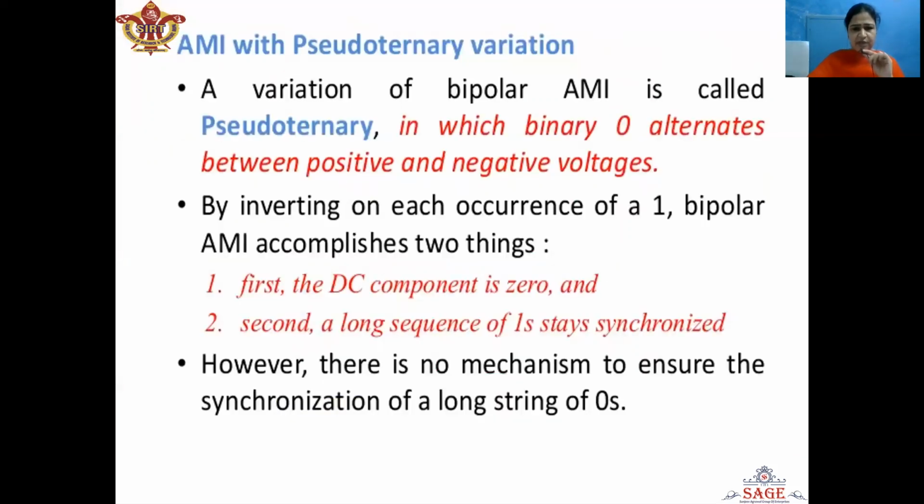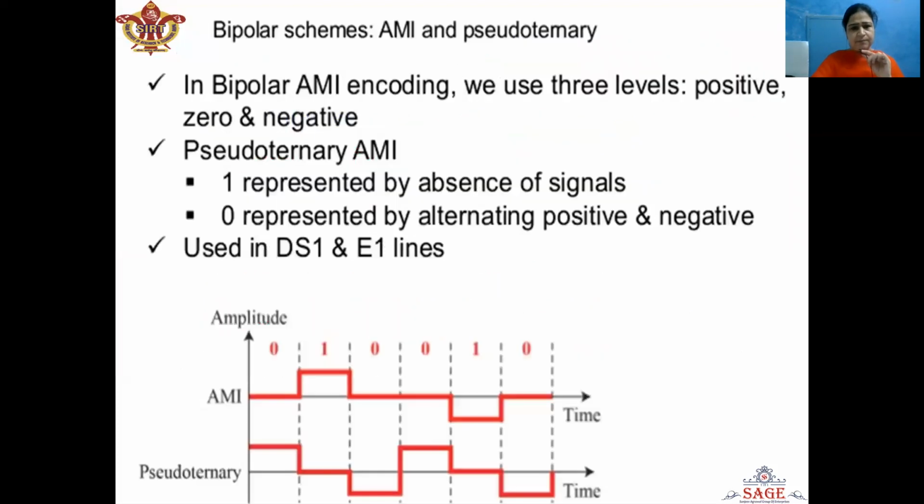A variation of bipolar AMI is called pseudo-ternary, in which binary zero alternates between positive and negative voltages. By inverting on each occurrence of a 1 which occurs in bipolar AMI, two things are accomplished. First, the DC component is zero because here both positive and negative voltage levels are used. And second, since ones are represented by alternating positive and negative pulses, a long sequence of ones stays synchronized. However, in these methods, there is no mechanism to ensure the synchronization of long string of zeros.